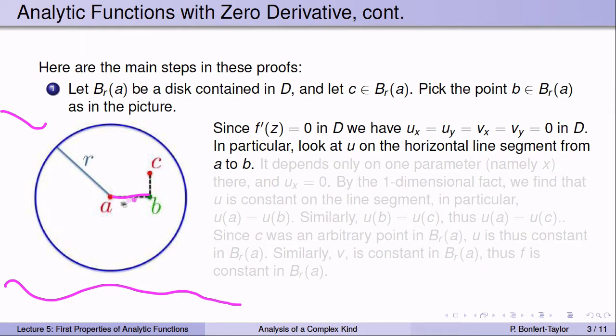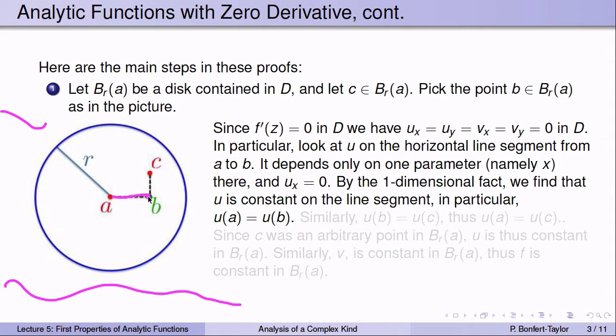Only the x-coordinate changes. So on this line segment, the function u only depends on x, and y is fixed. And we have that the x derivative is 0. We can therefore look at u as a one-dimensional function here. We fix y, the y value. It only depends on x, and the x derivative is 0. We can therefore use our one-dimensional fact and see that u must be constant on this particular line segment. But that means that u of A must be equal to u of B. Well, then you can do the same kind of arguing on this vertical line segment.